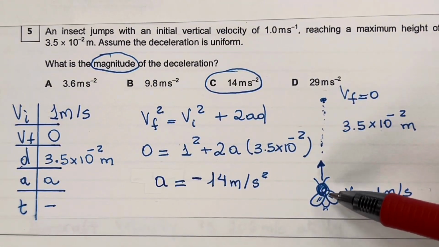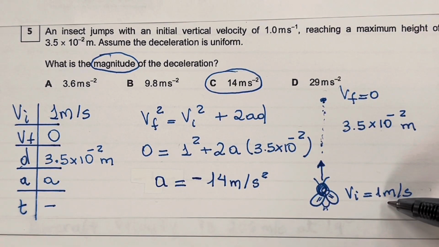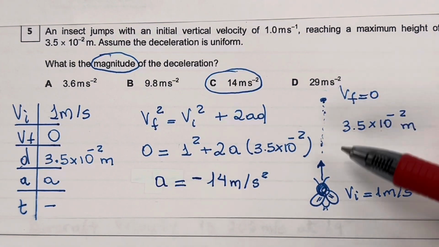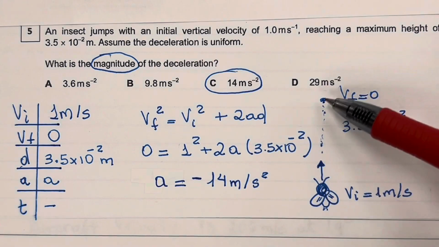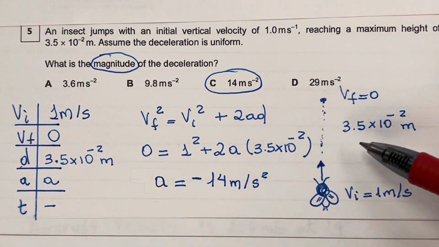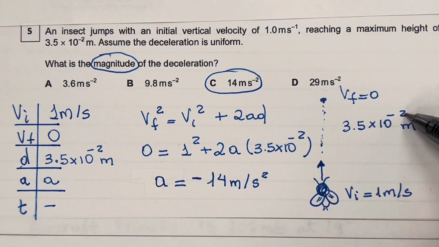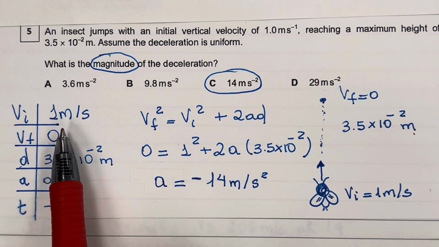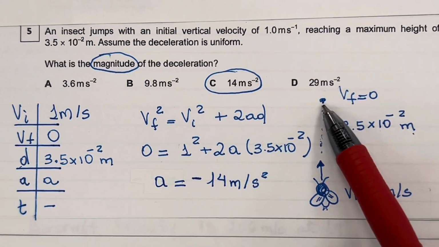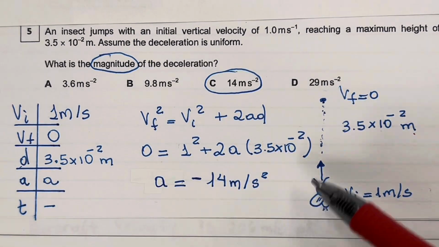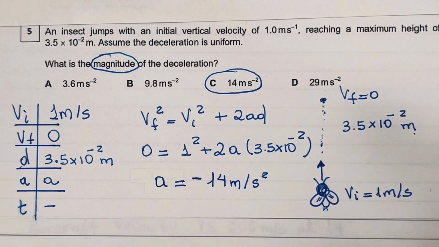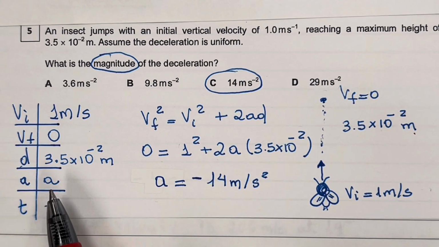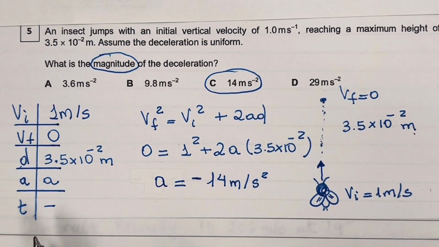So here is a diagram showing the insect jumping with initial velocity, reaching the maximum height where the final velocity is 0, and the height the insect jumped corresponds to 3.5 times 10 to the minus 2 meter. So based on the story, I set up this table. VI is 1 meter per second, VF is 0. That's the maximum height. Whenever they say maximum height, that means that the velocity right there is 0. And we need to calculate the acceleration, and time was not provided.